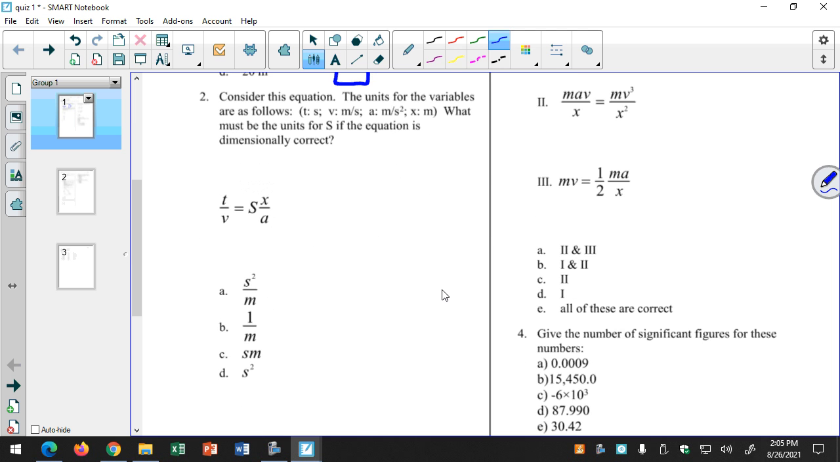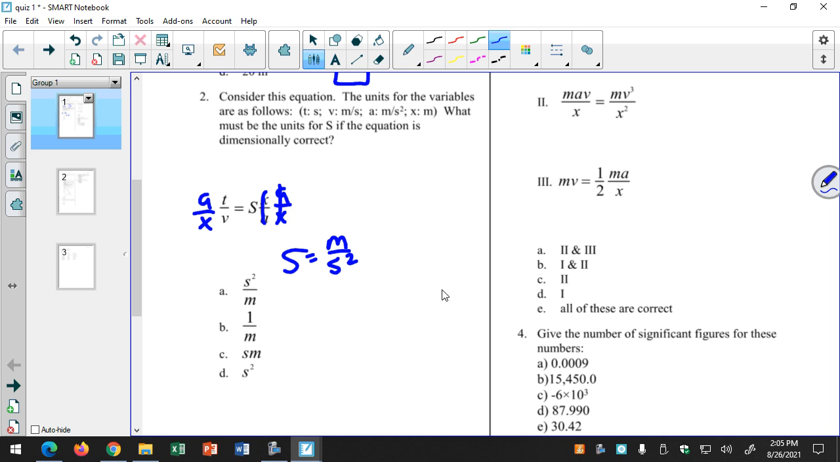Here, to find the units of S, I would solve for S. Let me show you how to solve for S. I'm going to multiply both sides by A over X. That gets rid of this. So S is equal to A times T over X times V. I'm sorry, did I say AX over TV? A times T over X times V.